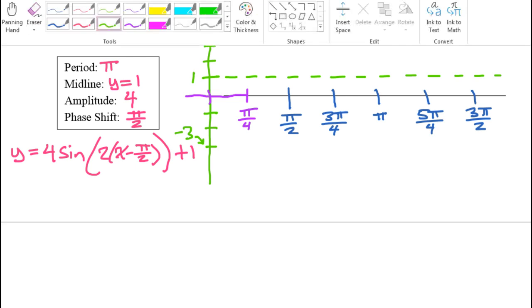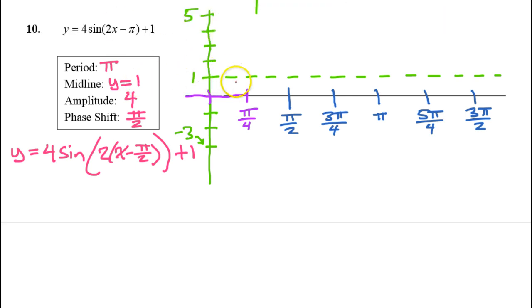Okay, so this is a sine function, and we've memorized that the sine function starts off at the midline. Remember, we're starting at the phase shift though, so don't start all the way over here at the y-axis. We're starting at the phase shift, which was pi over 2. Okay, so start off at the midline, and then the sine function goes up and down and back. So at the next quarter period, it's going to be at the highest value, and then back to the midline. And then at the next quarter period, it should be at its lowest value, and then back to the midline. So this sine function is going to look something like this. All right, and that is it for number 10.